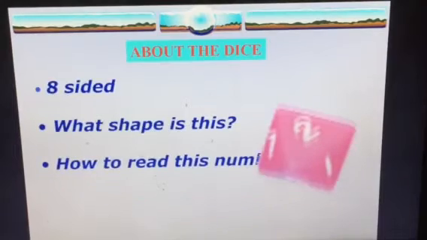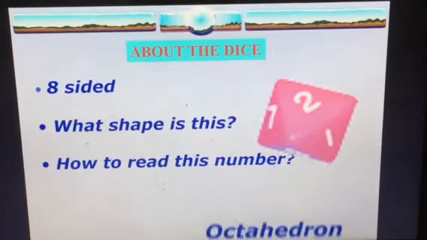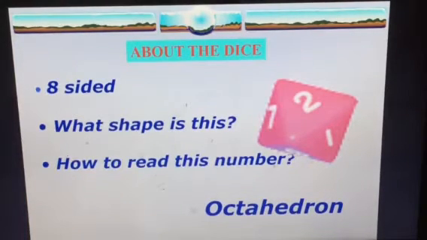Next we have an 8-sided die. An 8-sided die has 8 sides, so it's read as the top number. The number on this die is 2. This die is called an octahedron.